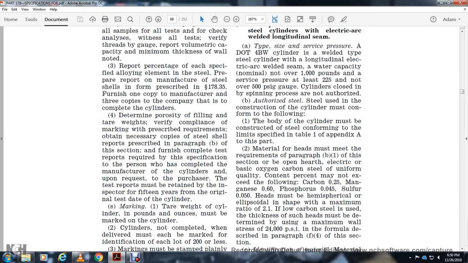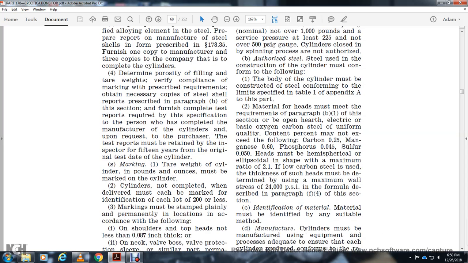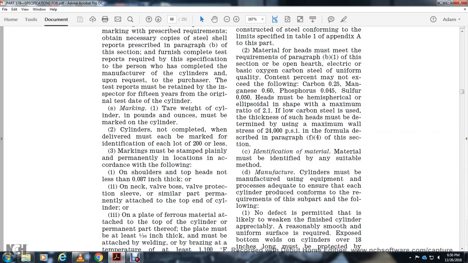Sulfur is 0.050. The head must be hemispherical or ellipsoidal in shape, with a maximum ratio of 2 to 1, with low carbon steel. The thickness of such a head must be determined with a minimum wall thickness of 24,000 PSI, as described in paragraph F4 of the section. Identification of the material must be suitable. The manufacturer of the cylinder must have equipment and procedures adequate to ensure that each cylinder produced conforms with the requirements of the subpart.